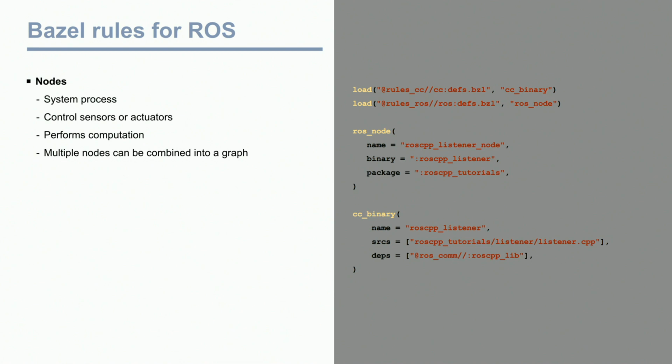There are certain nodes. What is a node? A node is basically a system process that can either control sensors or actuators or does some math calculations. For this node we have a rule, the ROS node rule. It consumes a binary that you have previously built either with CC binary or CC Python. It wraps it into a package for the ROS tooling. It generates some manifest files and prepares basically a workspace or a tree that can be consumed by the ROS tools.